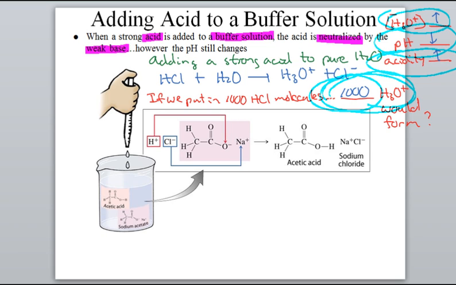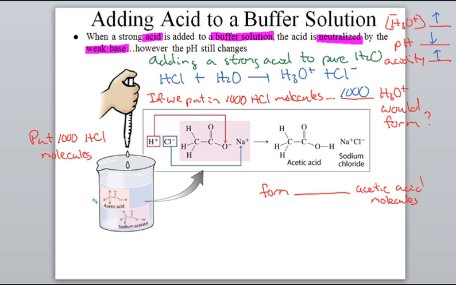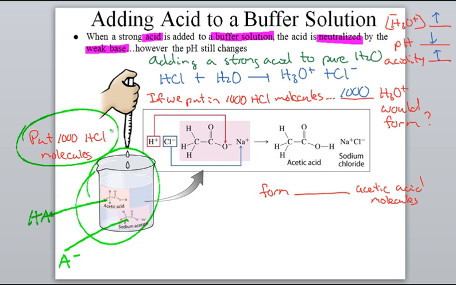Okay, so what would happen if you added 1,000 HCl molecules into a buffered solution? So here in our beaker, here's our buffer solution. There's our HA, acetic acid. There's our acetate, A negative. If we put 1,000 HCl molecules into there, all those HCl molecules would be neutralized by the base component.